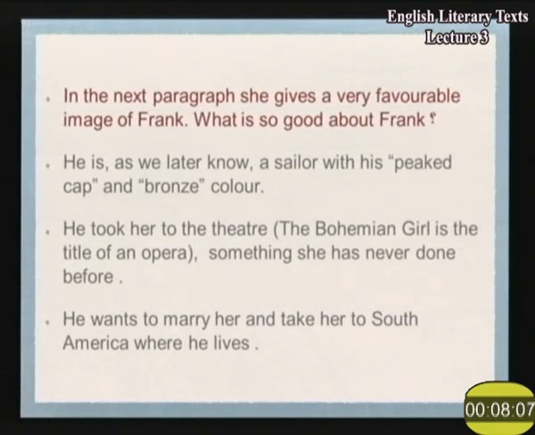Frank saw her probably while she was working in the shop. He admired her and liked her and started going out with her, and he used to go to the shop, pick her up, and they would go out together.